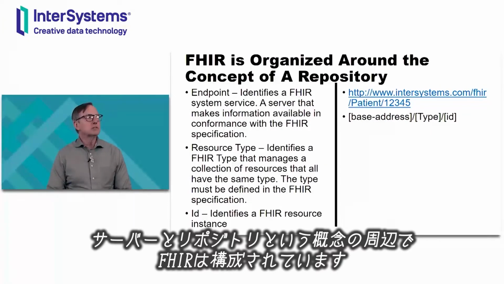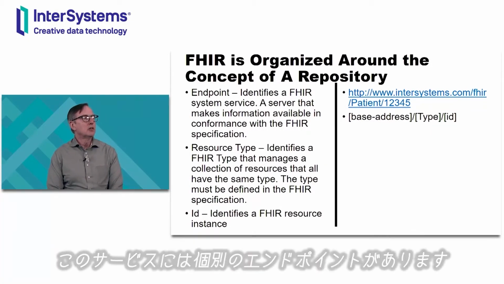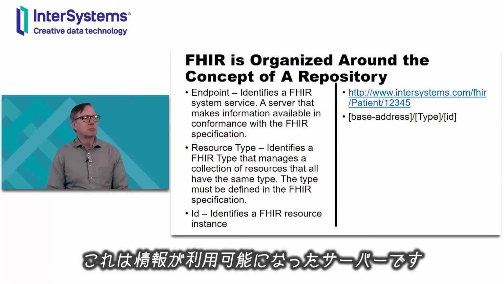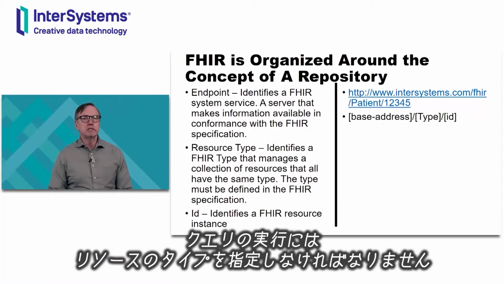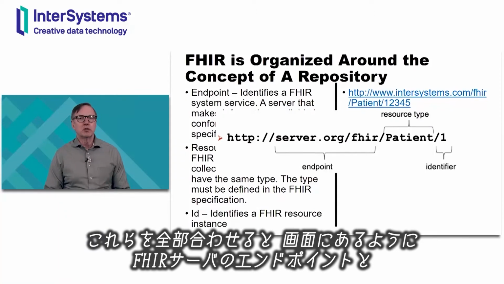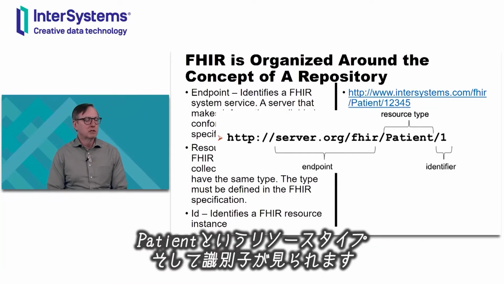FHIR is organized around the concept of a server and a repository. There's a discrete endpoint for the service. This is the server that makes the information available. You must specify the resource type for doing a query, and you give it an ID typically that identifies that resource. So putting it all together, you could see on the screen we have the endpoint for our FHIR server, the resource type, the patient, and then the identifier.